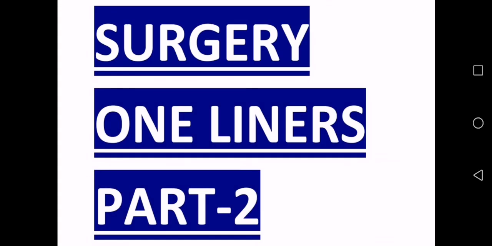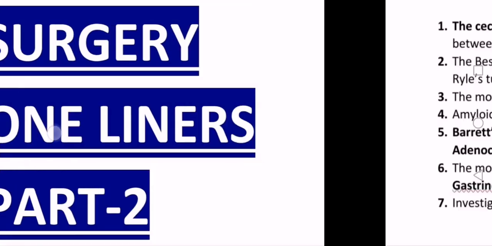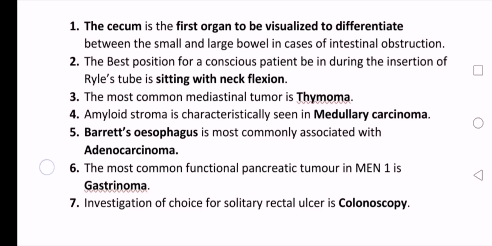Today's topic is Surgery One Liners Part 2. The cecum is the first organ to be visualized to differentiate between the small and large bowel in cases of intestinal obstruction. The best position for a conscious patient to be in during the insertion of Ryle's tube is sitting with neck flexion. The most common mediastinal tumor is thymoma.